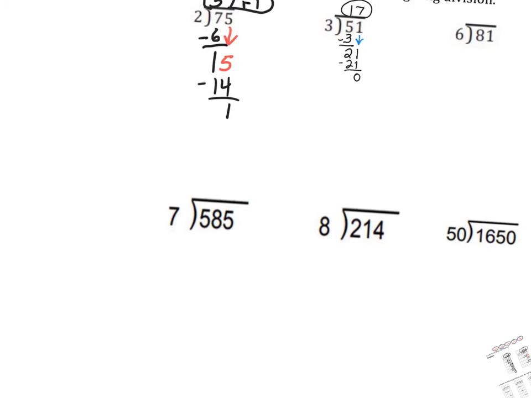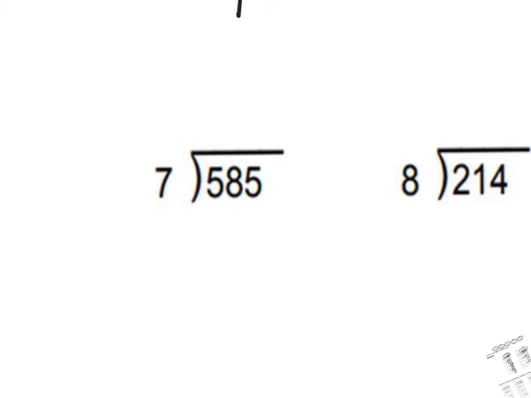Okay, let's go down and do another one. Now this is a 3-digit dividend. How many times does 7 go into 5? Well, it doesn't go into 5, so remember my trick was to put an X above the number so that you know not to put a number in that spot. And then we say, how many times does 7 go into 58? Well, you've got to do your math facts. 7 times 7 is 49. 7 times 8 is 56, so it goes in there 8 times.